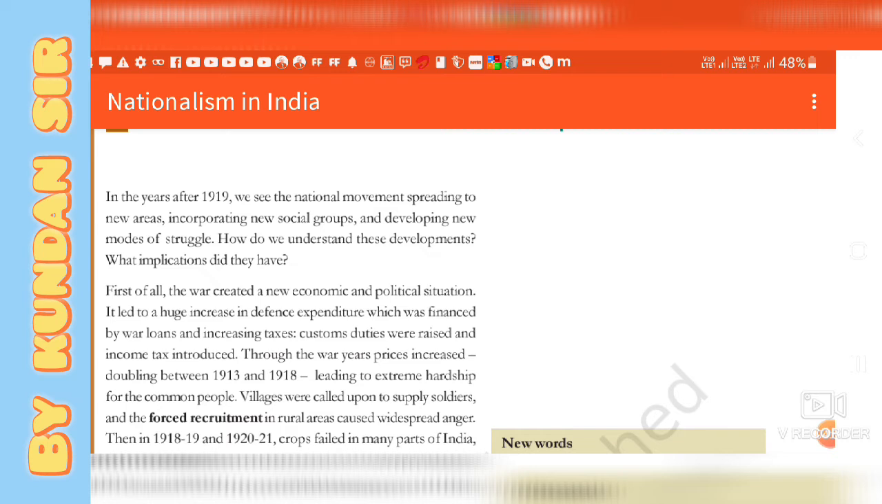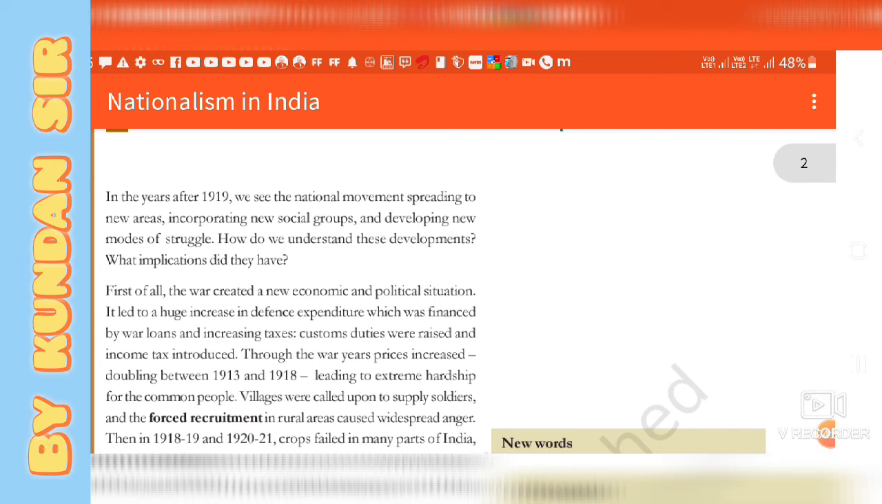And the civil disobedience movement is in context with the Dandi March. Do you know what exactly the Dandi March is? The Dandi March was started by Gandhi ji. It was started in 1930, beginning from the Sabarmati Ashram, and he reached Dandi, a coastal place in Gujarat.